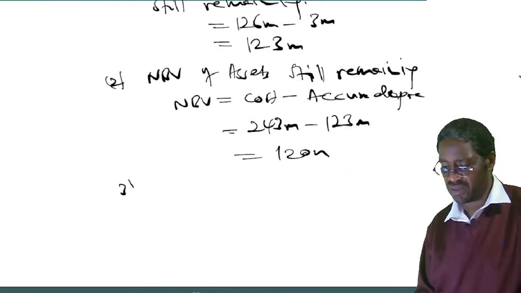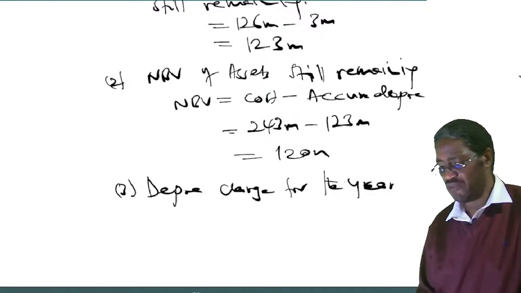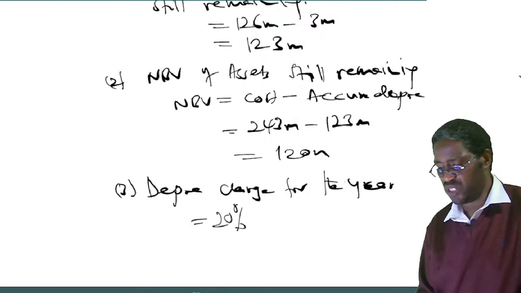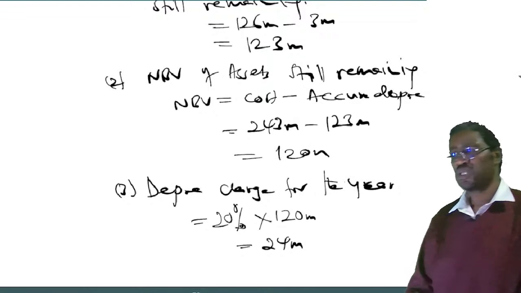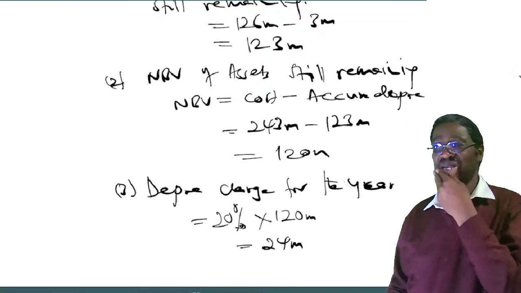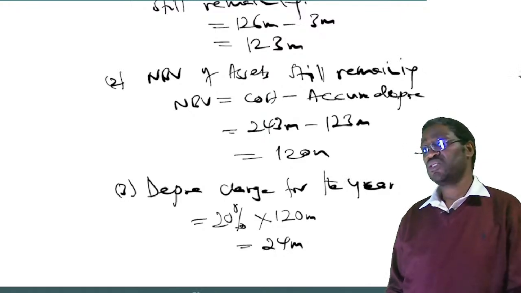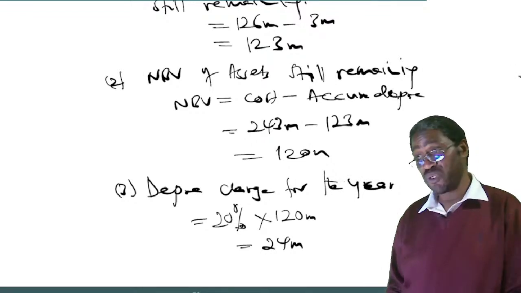Then number 3, depreciation charge for the year. You now take 20% of 120 million. That looks like exactly 24 million. Good. Now that you know the charge, take it to the P&L account and in the provision for depreciation.